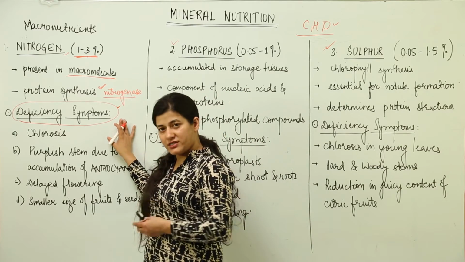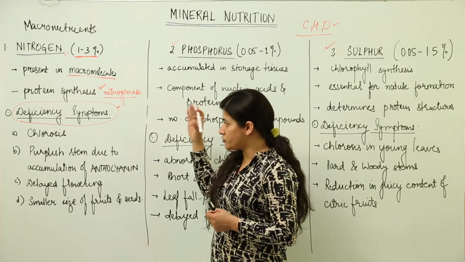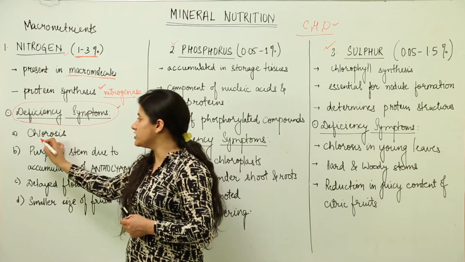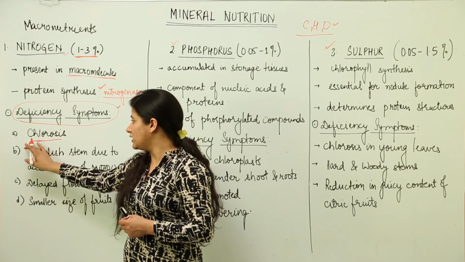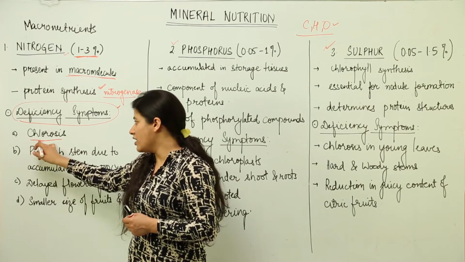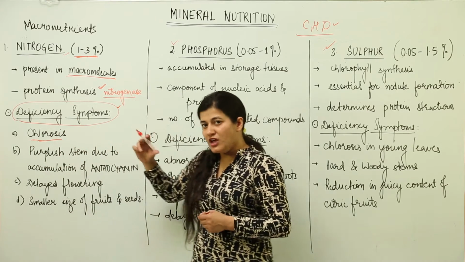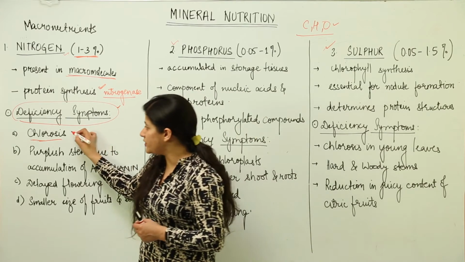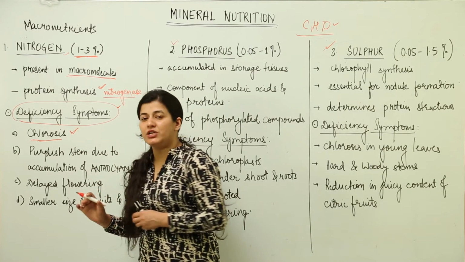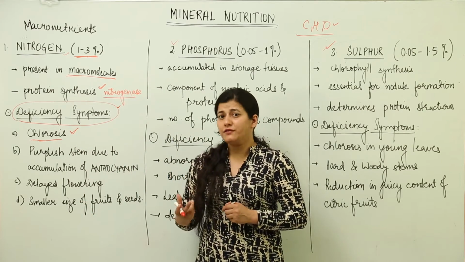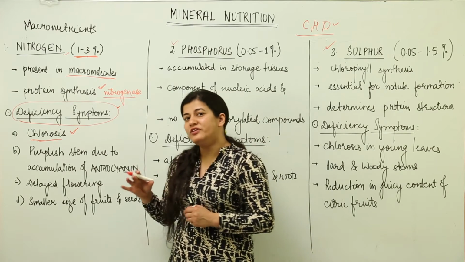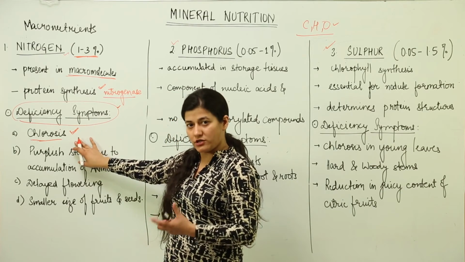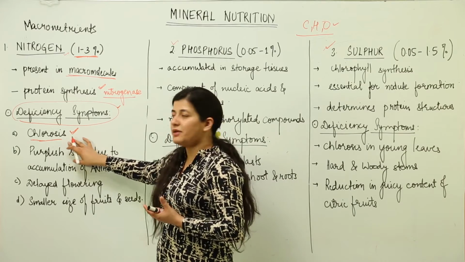Now talking about the deficiency symptoms, as you have seen, nitrogen has a very crucial role in various developmental factors of the plant. Since it is richly present in those areas where meristematic tissue is present, we find these deficiency symptoms towards the areas where there is more growth. So we see chlorosis. Chlorosis is a condition when the plant leaves turn yellow, that is, the loss of green coloration. The first deficiency symptom of nitrogen is that the leaves show chlorosis and become yellowish.